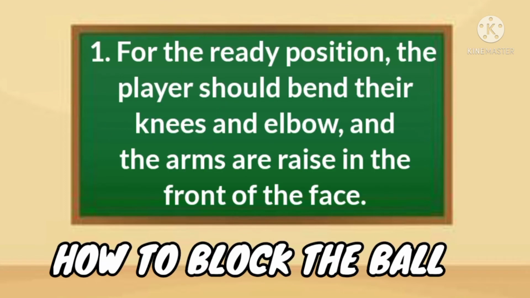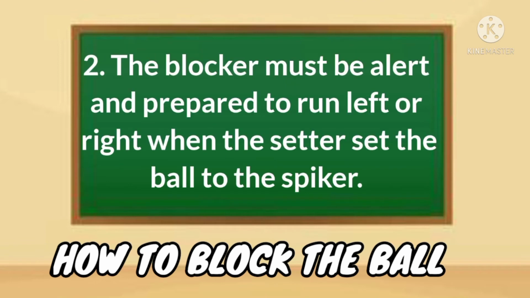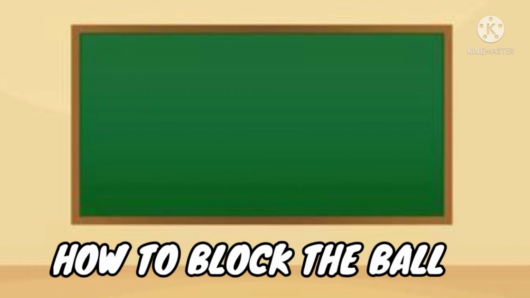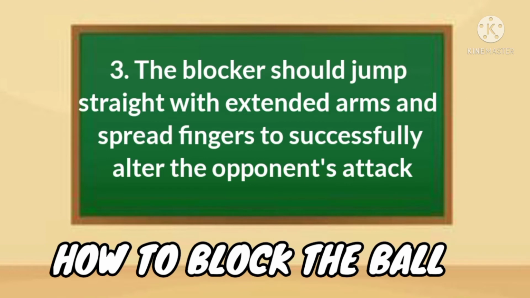Number 1. For the ready position, the player should bend their knees and elbow, and the arms are raised in the front of the face. Number 2. The blocker must be alert and prepared to run left or right when the setter sets the ball to the spiker. Number 3. The blocker should jump straight with extended arms and spread fingers to successfully alter the opponent's attack.